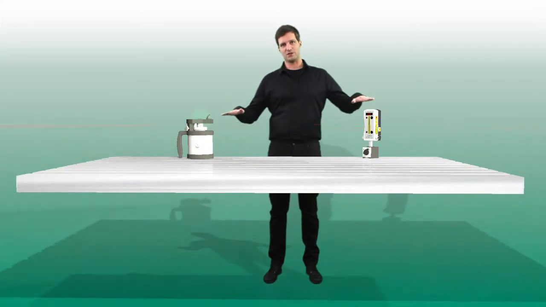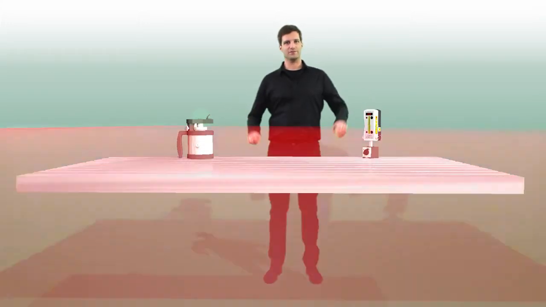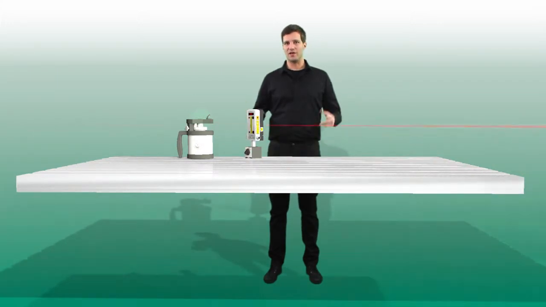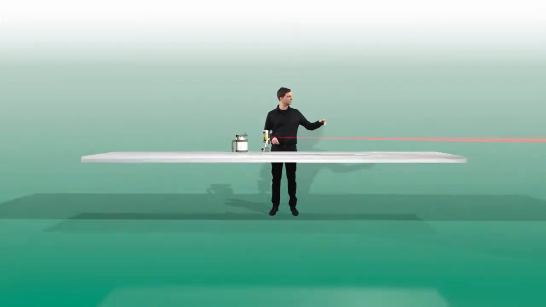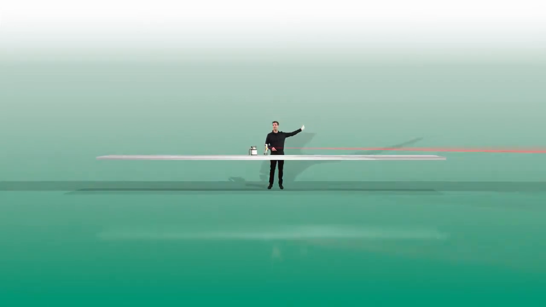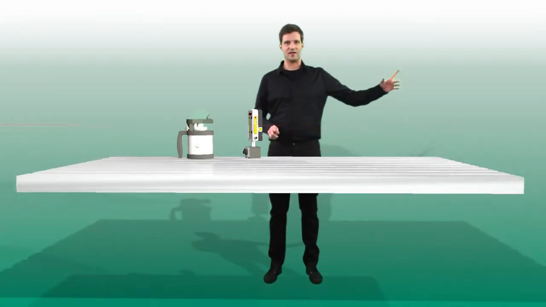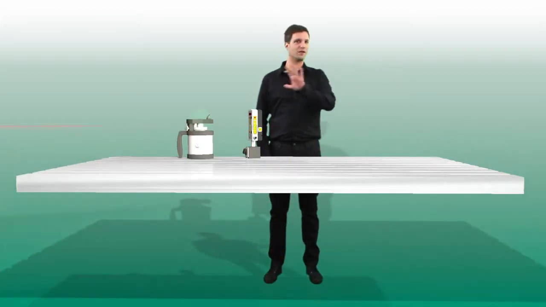A positive reading means the sensor was higher. Therefore, if the points on this side are positive, then the level is tilted like this. Naturally, we are not restricted to distances of 1 meter. We can do the same over 2 meters, 3 meters, 4 meters, 5 meters, 10 meters, 20 meters and more.